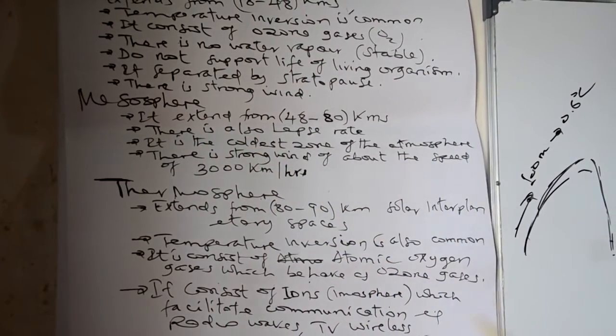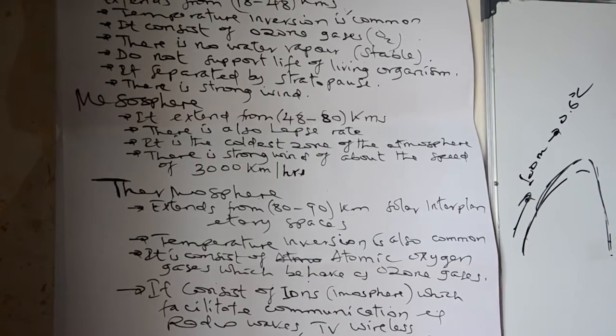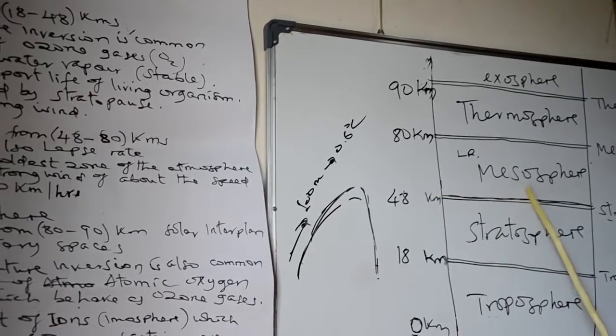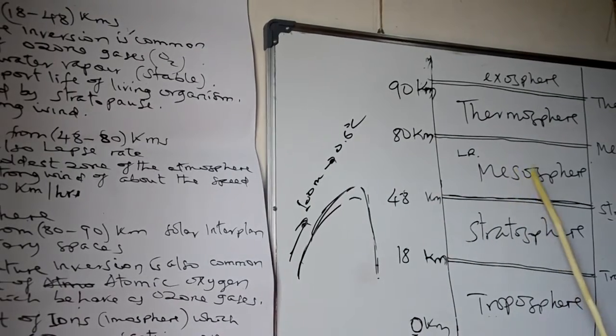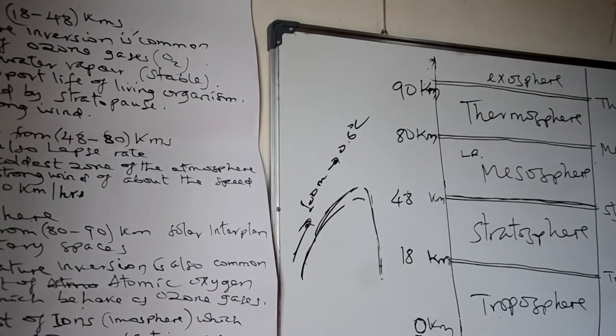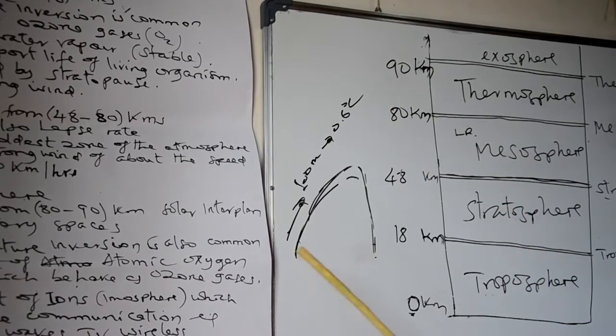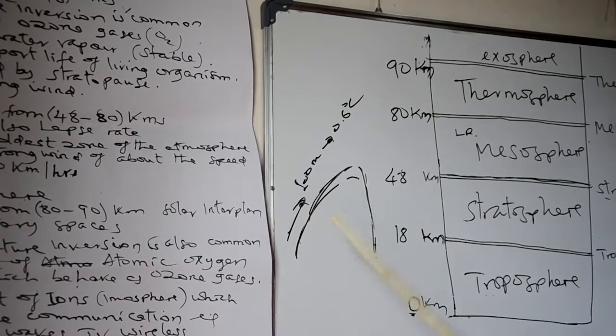This is another characteristic of the mesosphere, the third layer of the vertical structure of the atmosphere. In this place, there is high coldness, because the temperature keeps decreasing, as I told you, due to the lapse rate.